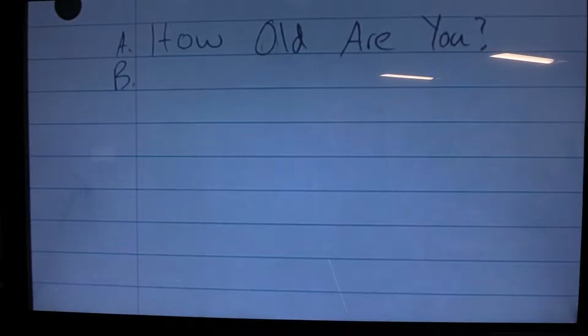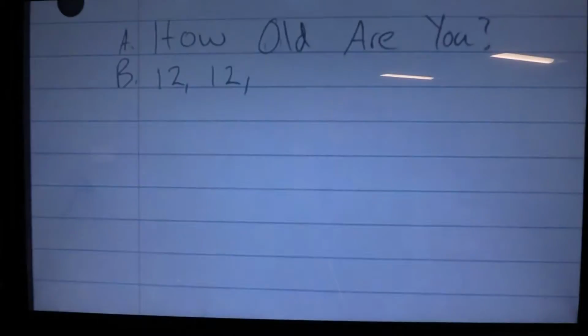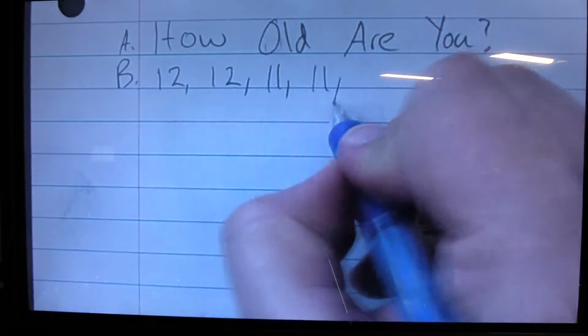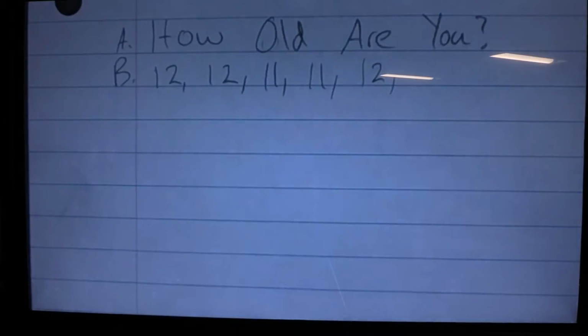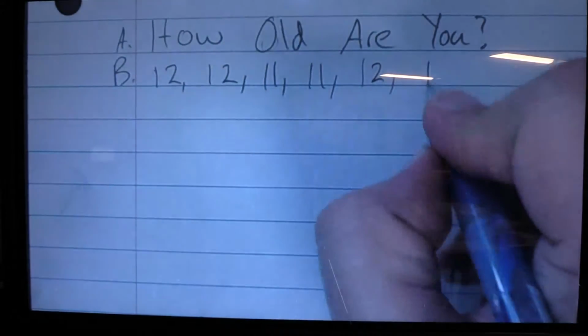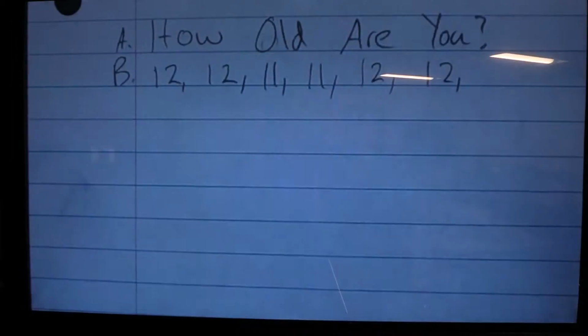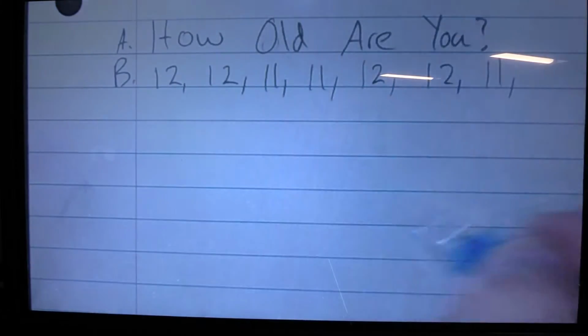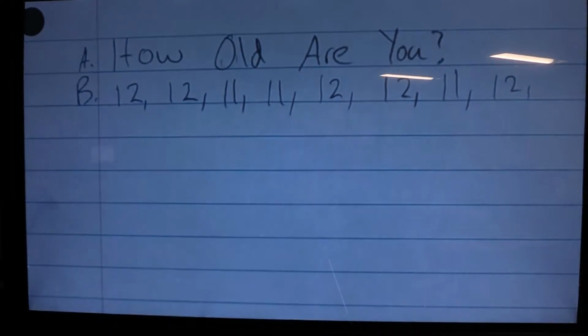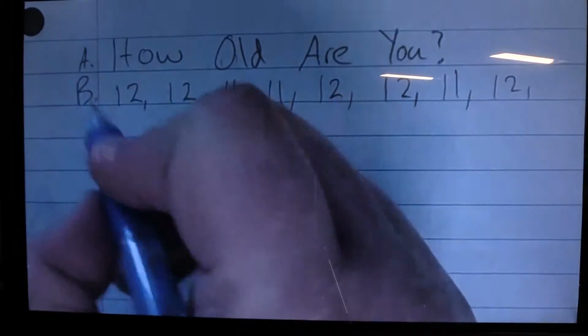Alright, table 1, number 1, how old are you? 12. Number 2? 12. Number 4? 11. Okay, let's go to table 2. How old are you? Number 2? 11. Okay, number 3? 12. Table 3, number 1? 12. Number 2? 11. Number 3? 12. And I'm going to have to maybe go down the next line. And number 4? 11. Okay.